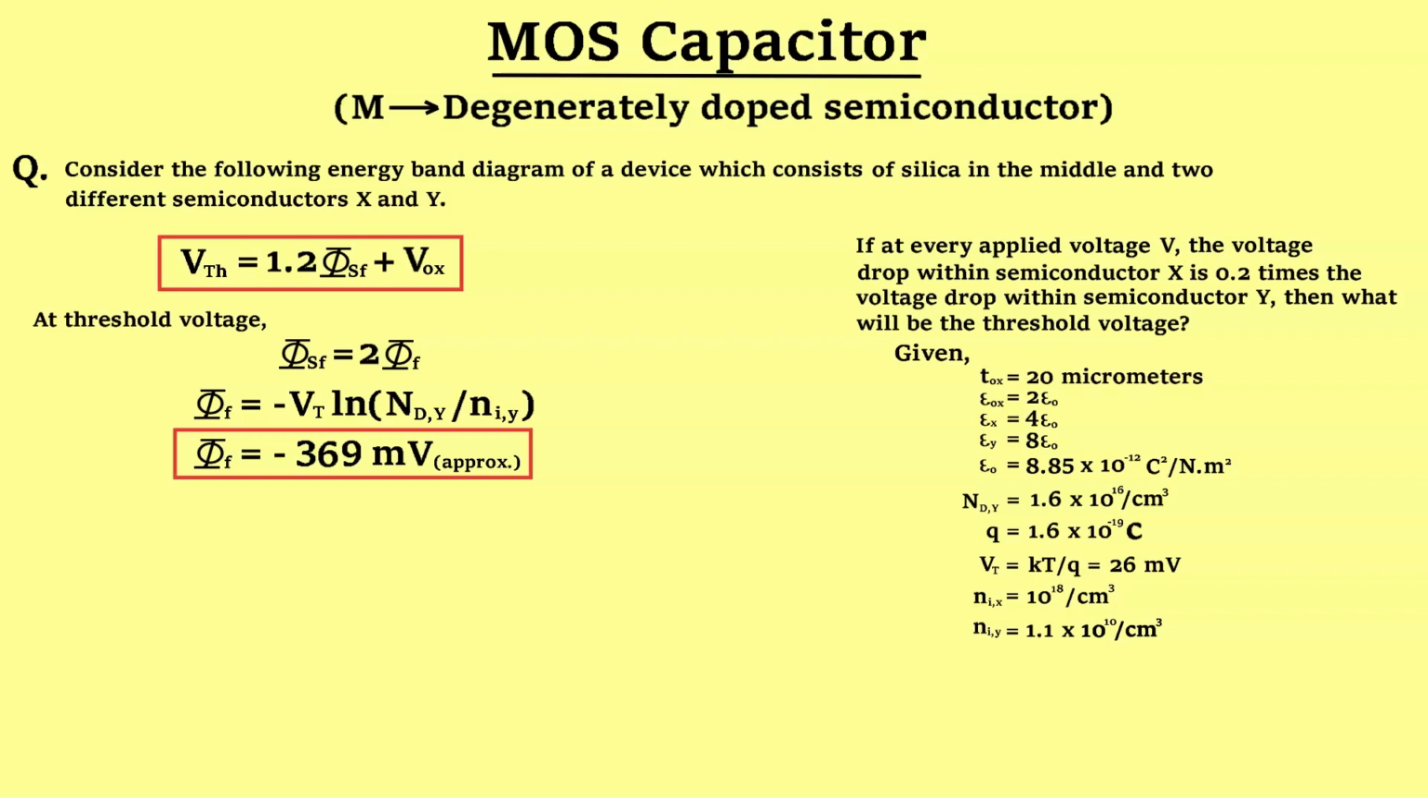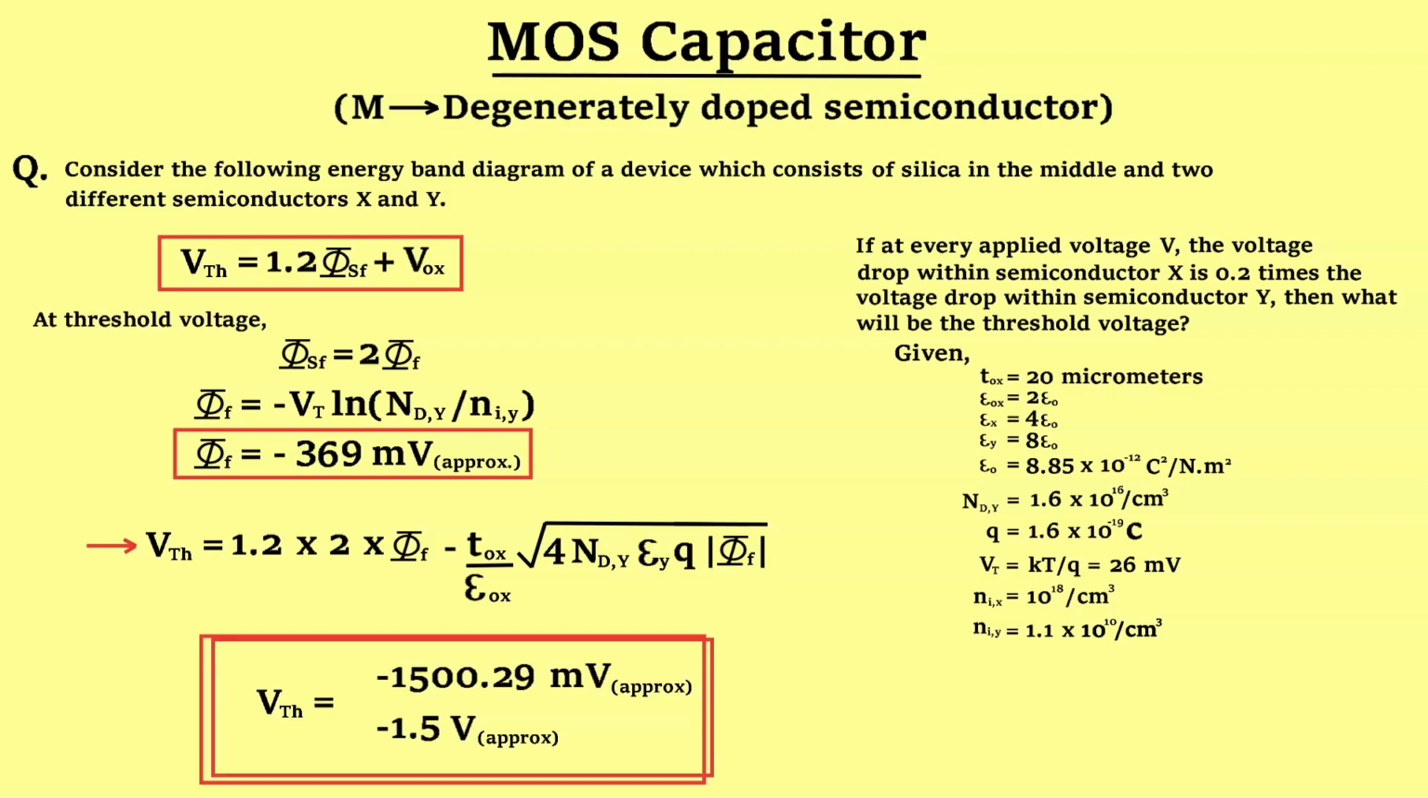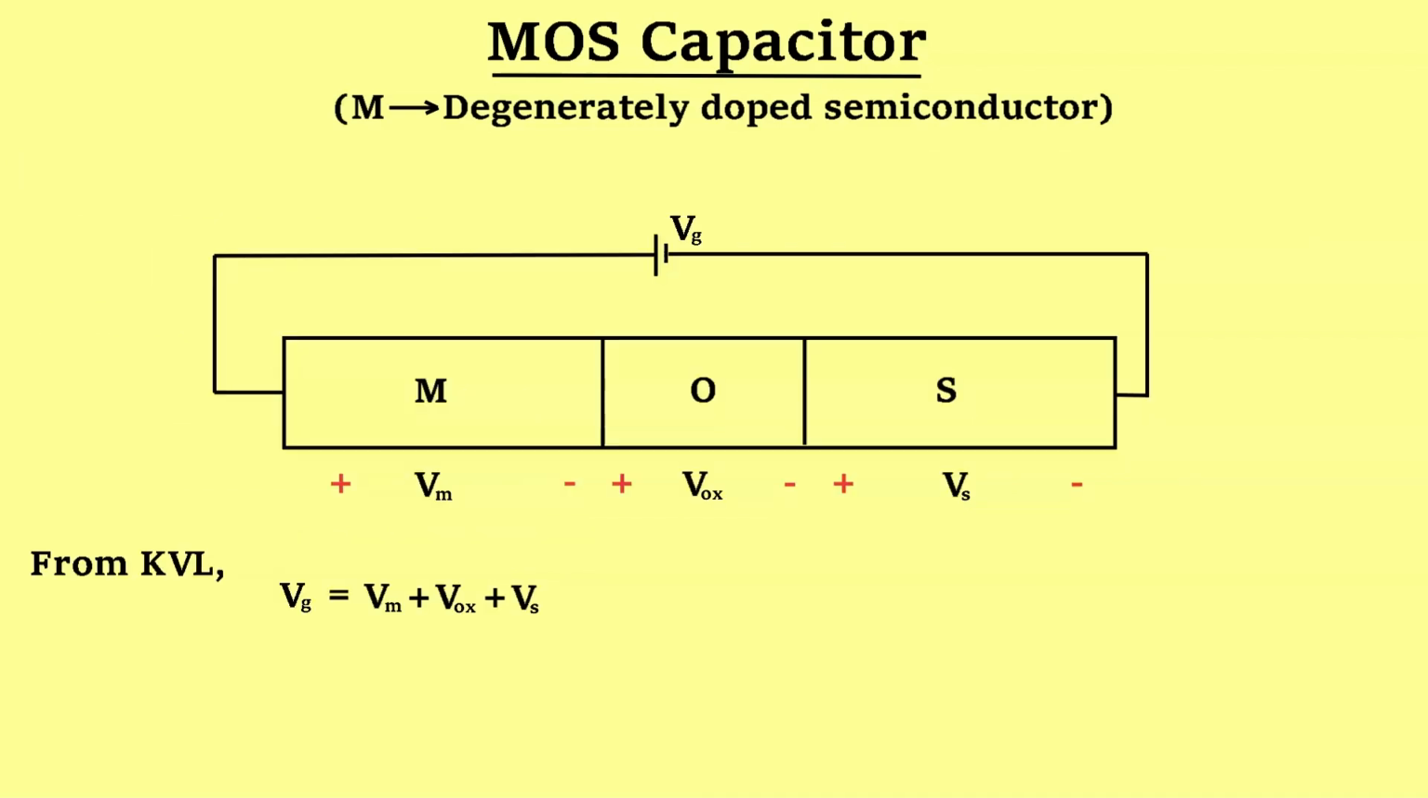The formula for threshold voltage can be derived in exactly the same manner as we have derived in normal cases. Putting in the values of the different parameters, we will find the threshold voltage to be approximately minus 1500.29 millivolts, or minus 1.5 volts. It should be clear to you that we always consider charge on the metallic side of the MOS capacitor. The reason is very simple.